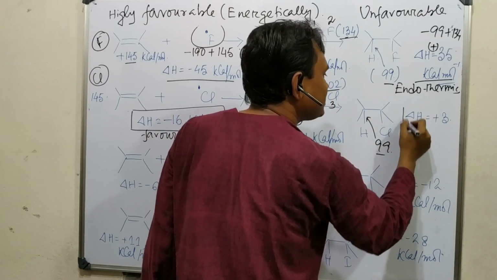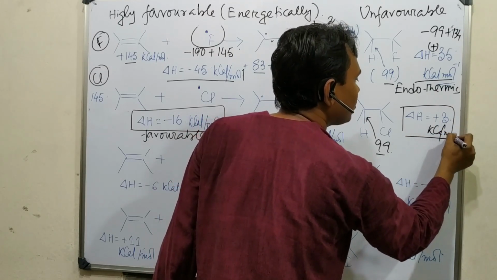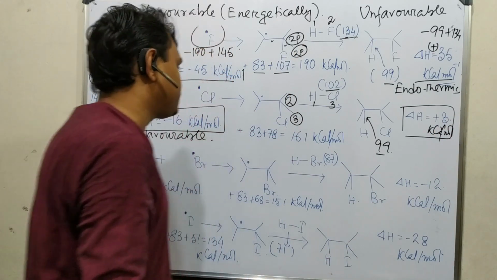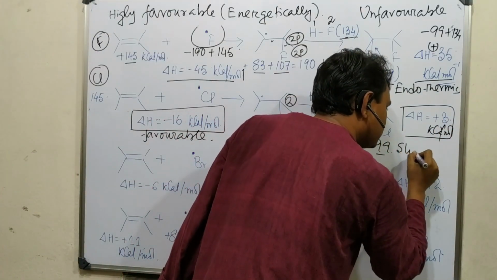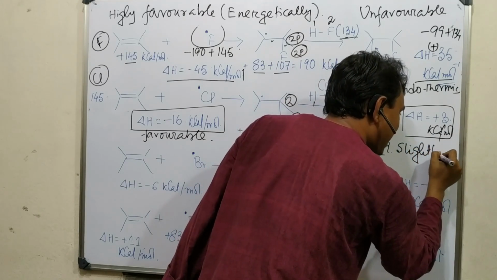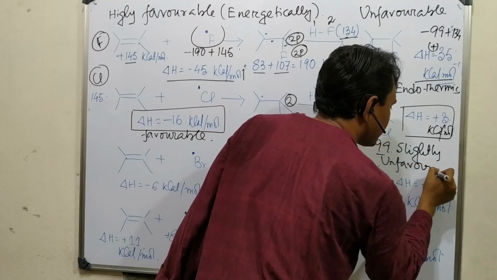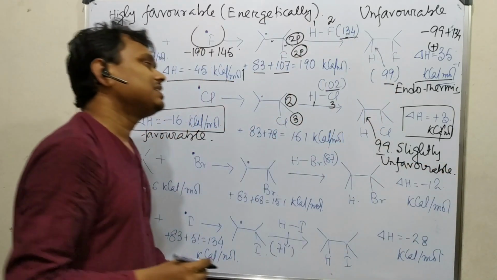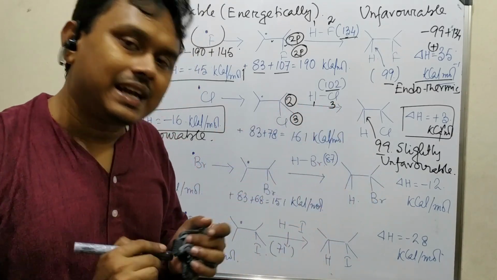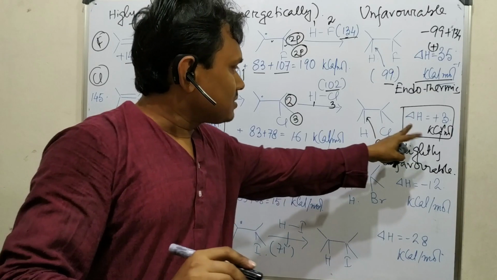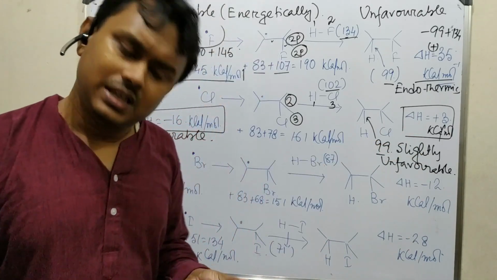So ultimately this delta G is slightly positive, kilocalorie per mole. So first step is slightly favorable, second is slightly unfavorable. We should write the word slightly unfavorable. That is the reason why this peroxide effect in case of HCl addition is not commonly observed, because it's slightly unfavorable, but in case of special conditions, in very few examples, it is observed.